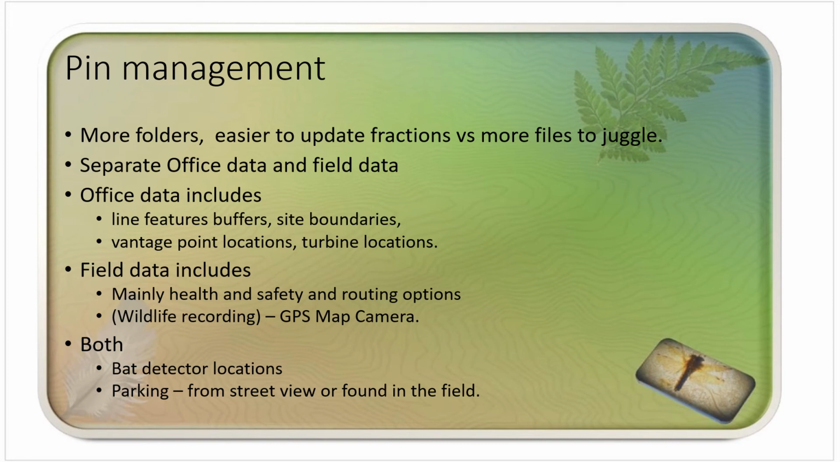Some features may work in both directions, such as bat detector locations, depending on if you deployed them or someone else did. Or parking locations. You may have found them from Street View of Google Earth or in the field.